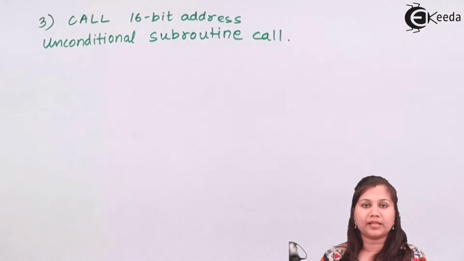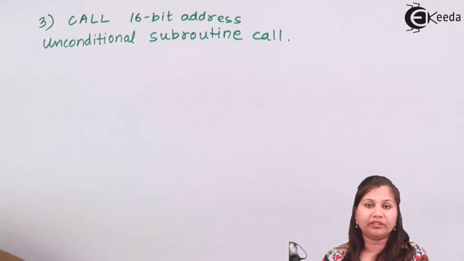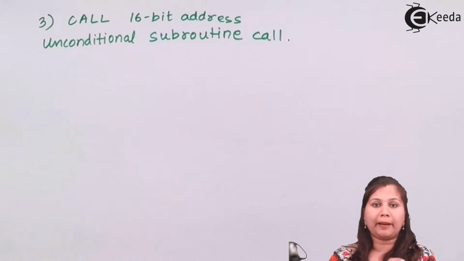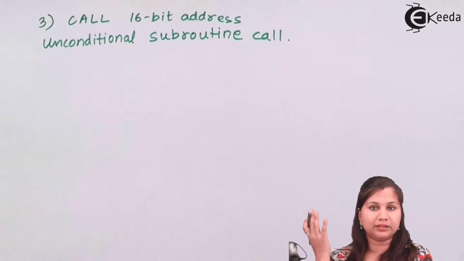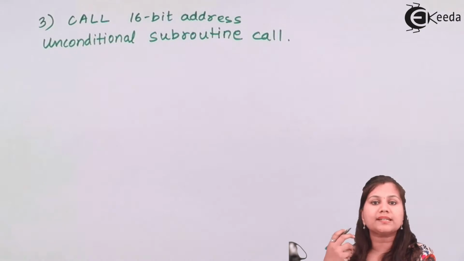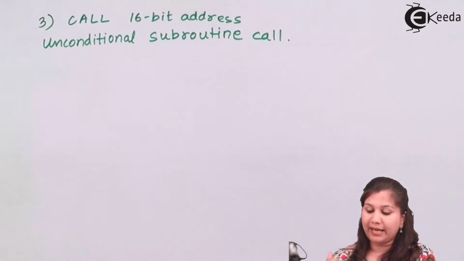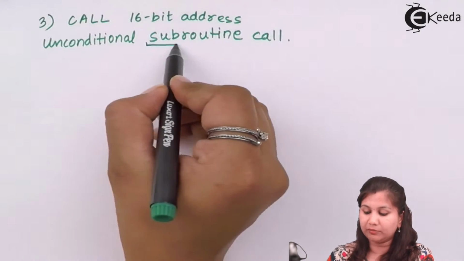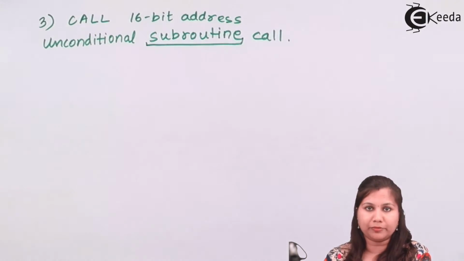Now in the microprocessor, we have a term subroutine. Subroutine is the term given to a short program which is written at some other memory location other than the main program. So earlier I said that in the main program, if we are using the call instruction or jump instruction, the microprocessor has to jump to some other memory location to execute a sub program or a short program, and that sub program or short program is given the term subroutine in the microprocessor.